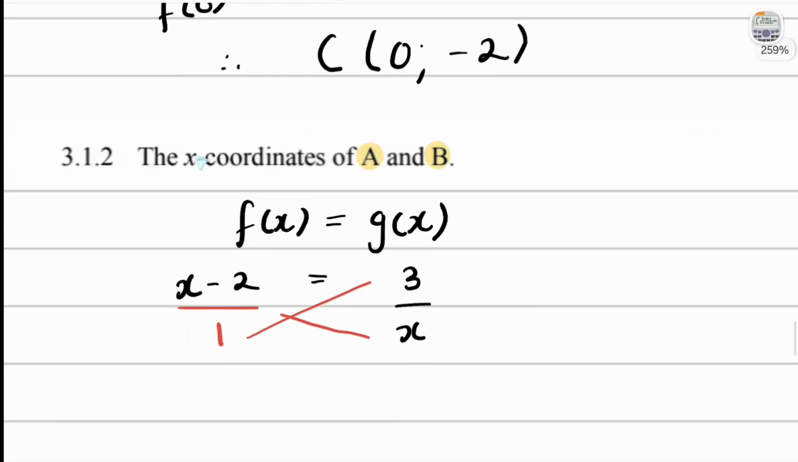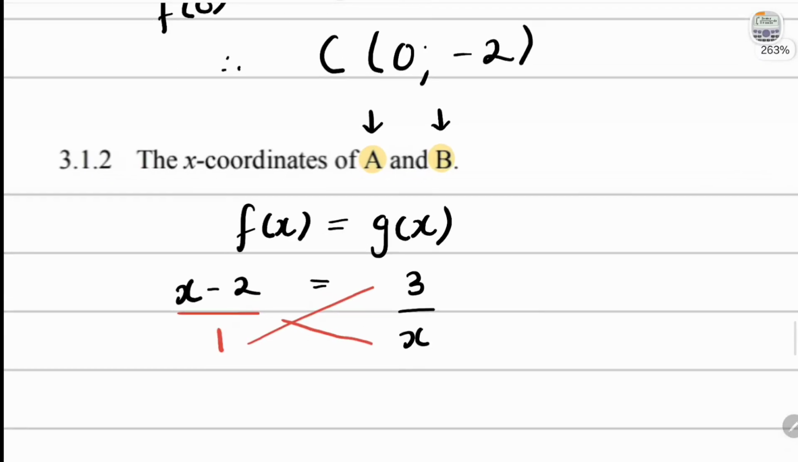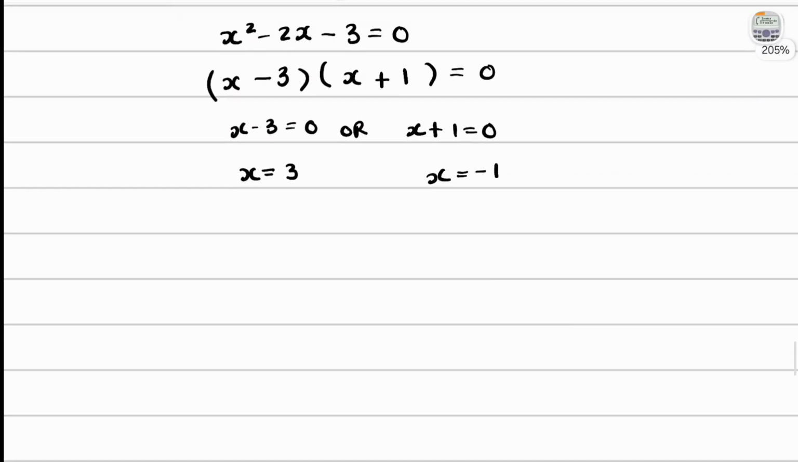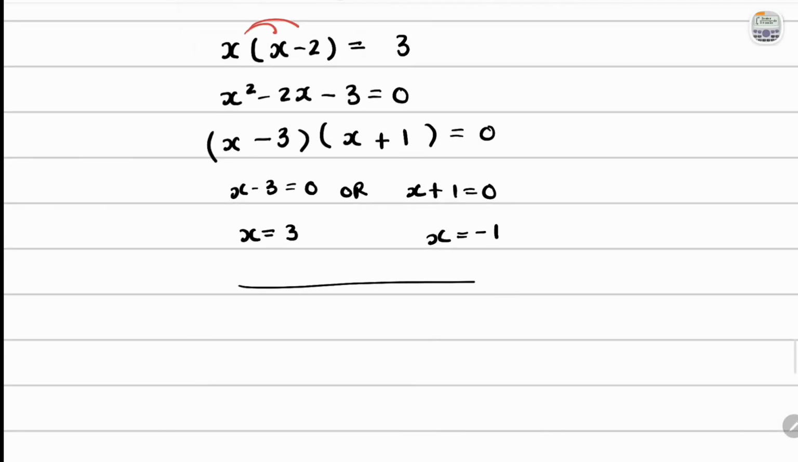They want you to find or determine the coordinates of, well, A and B. I honestly just thought they just wanted the coordinates. They want the x coordinates. So that's all they want. X is equal to 3 or x is equal to negative 1. Okay, so that means that is all.